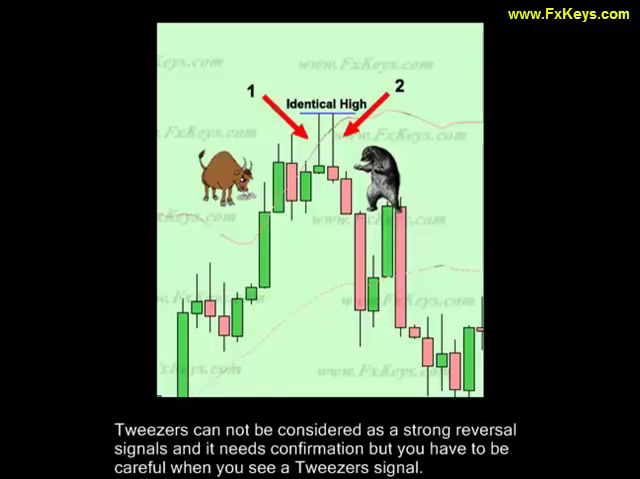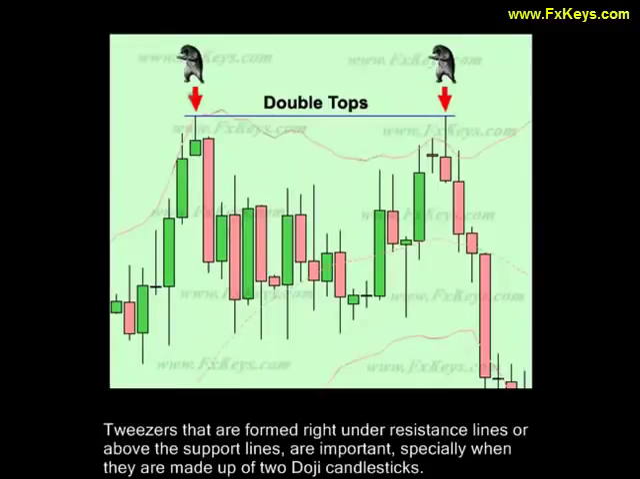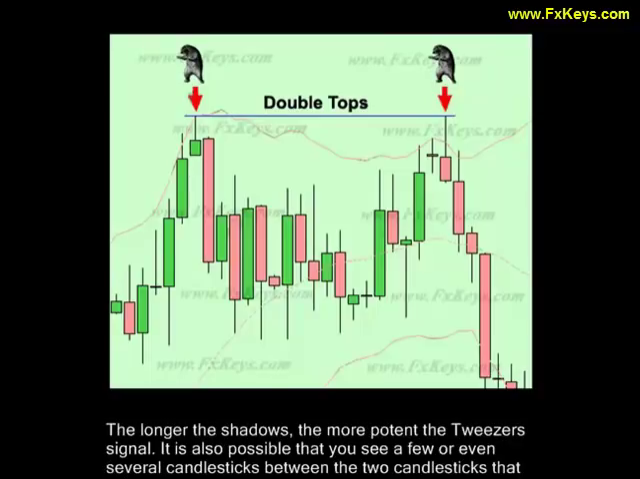Tweezers cannot be considered as a strong reversal signal, and it needs confirmation, but you have to be careful when you see a tweezers signal. The longer the shadows, the more weight we should give the tweezers. Tweezers that are formed right under resistance lines, or above the support lines, are important, especially when they are made up of two doji candlesticks. The longer the shadows, the more potent the tweezers signal.